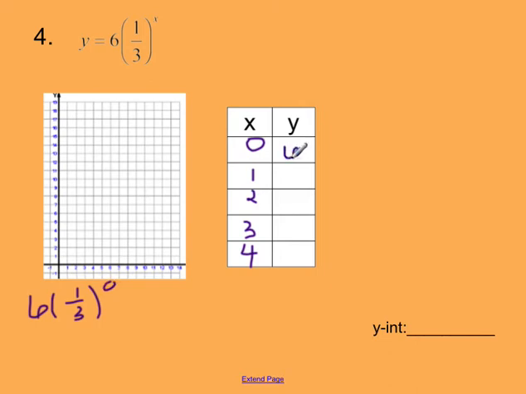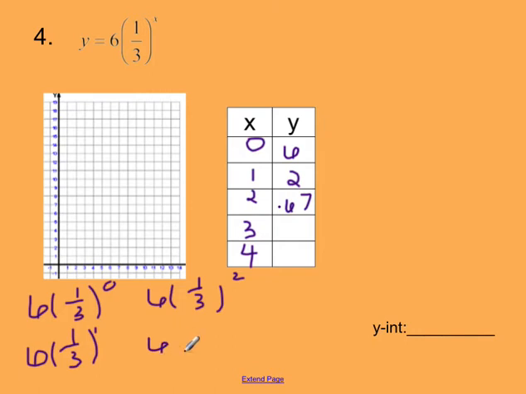Now it's going to get kind of confusing with that fraction, so this one might be good where we just enter the whole thing in our calculators. So we do 6 times 1/3 and raise that to the first power, which is really going to be the same as 6 divided by 3, which is 2. Then we have 6 times 1/3 squared, which is really going to end up being 6 divided by 9. So that's going to give me 0.6 repeating, which I'm going to round to be 0.67.